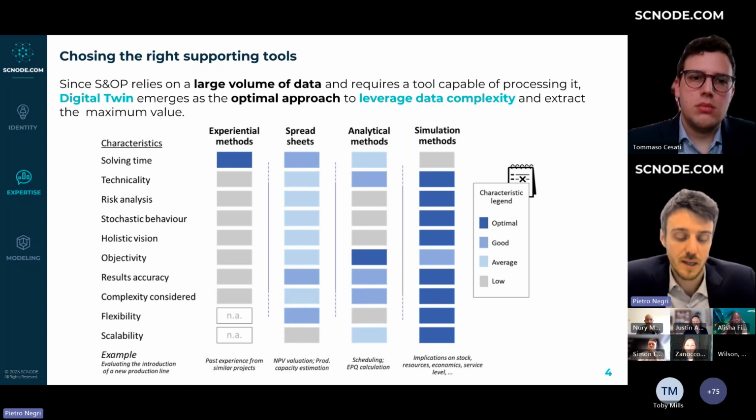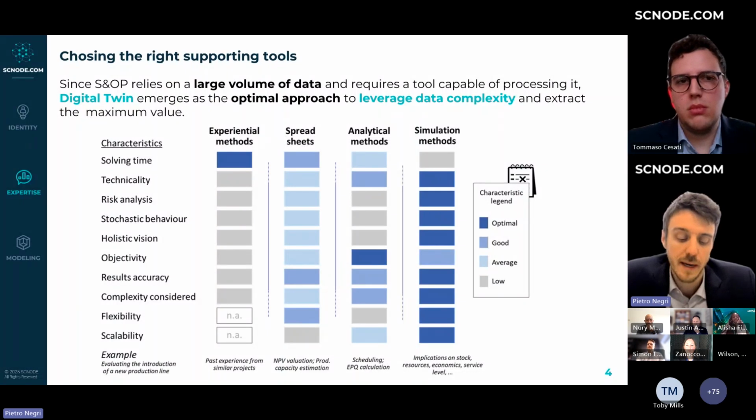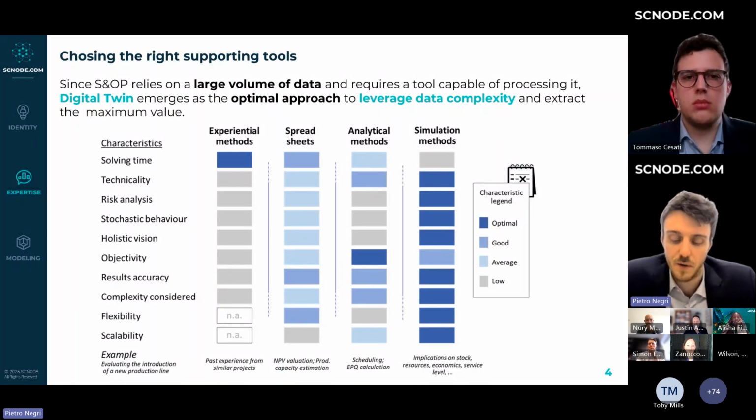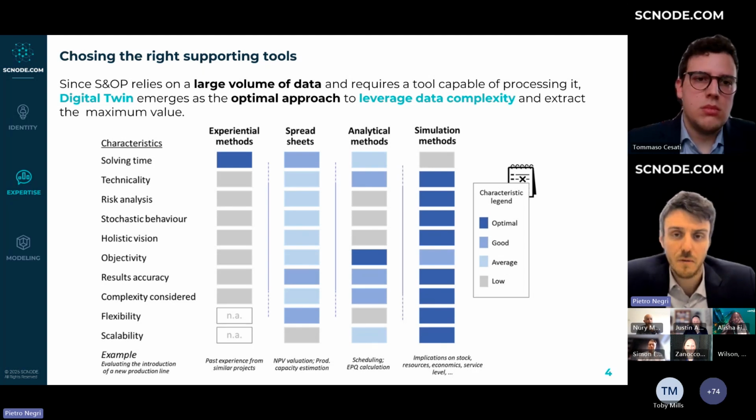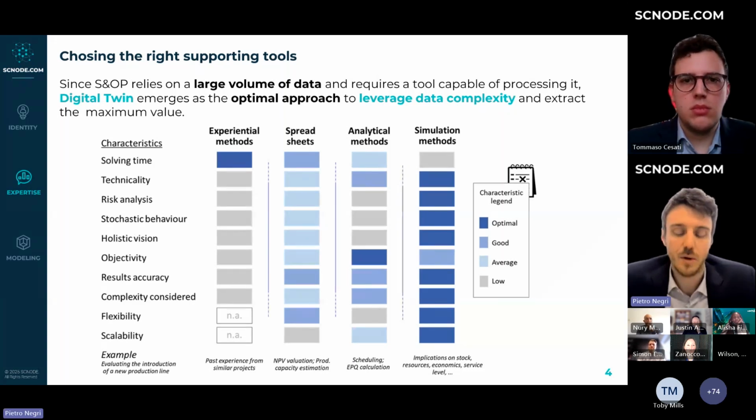And lastly, by embedding supply chain complexity within the model, decision makers can focus on managing the right levels to achieve their objectives. In conclusion, building a detailed digital twin to quantitatively support sales and operation planning can significantly enhance both the quality and the efficiency of decision making, not only in the short term, but more importantly for the long-term strategic success. To illustrate this concept in practice, I will now hand over to Tommaso, who will present a case study on the application of digital twin to S&OP.